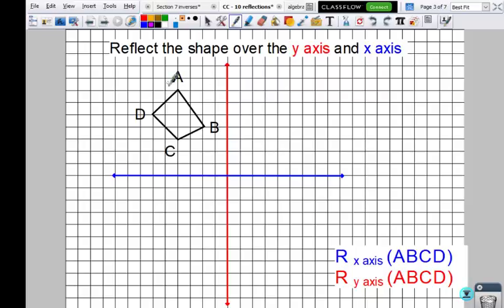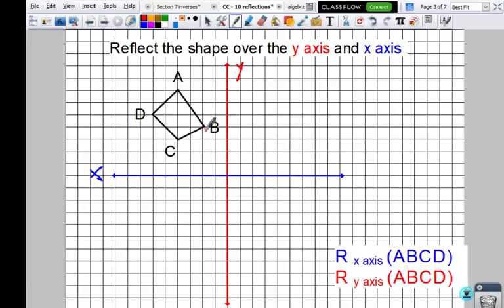Alright, so we are going to take our shape here, and we are going to reflect it over the y-axis and the x-axis. So we're going to do two reflections. My y-axis, remember, is right here. My x-axis is right here. And it's pretty simple. Basically what I'm going to do is take each corner and count how many I have to go to get to my line of reflection. And then I'm just going to do it again.